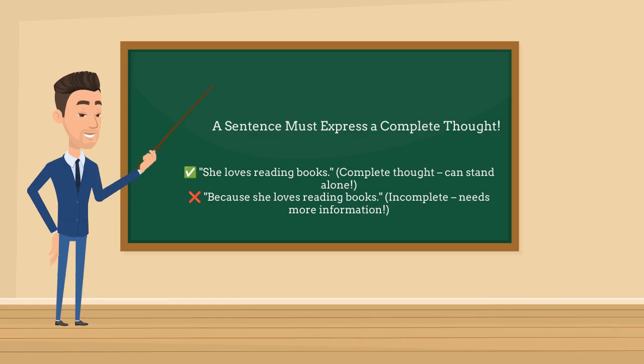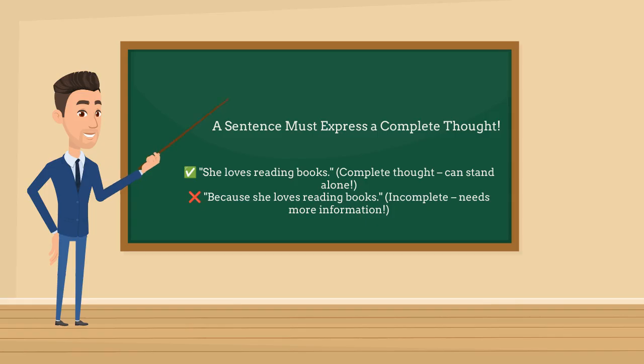Now, check the examples on the board. In the first one, we have a complete thought. You don't need to add anything else to make the idea clear to anyone who reads it. However, if we look at the second example, we clearly can feel that something is missing. So, you might ask, what happens because she loves reading, or what does she do because of that? To make it complete, one could say, because she loves reading books, she goes to the library every day. Now, with this addition, the idea is complete.